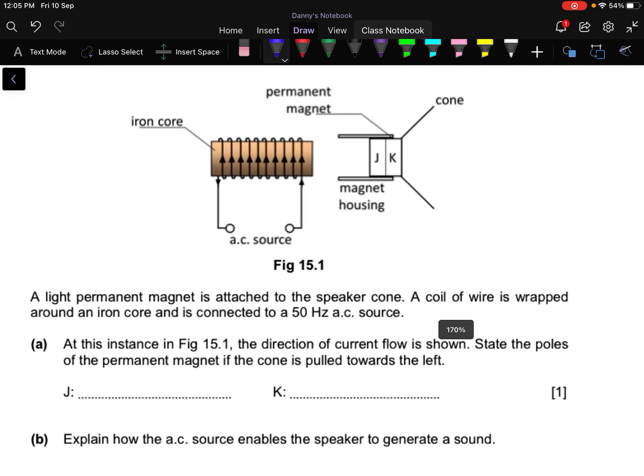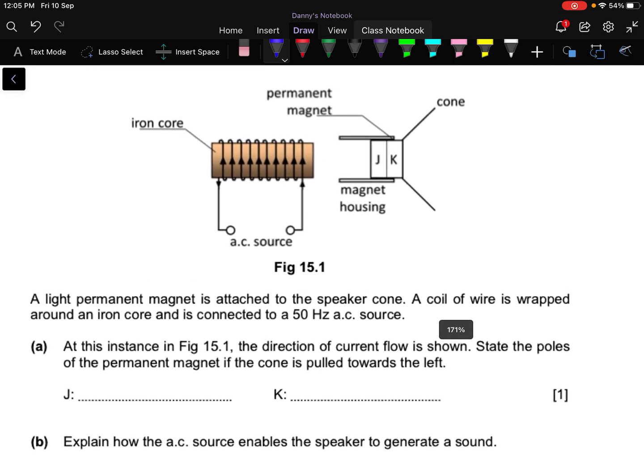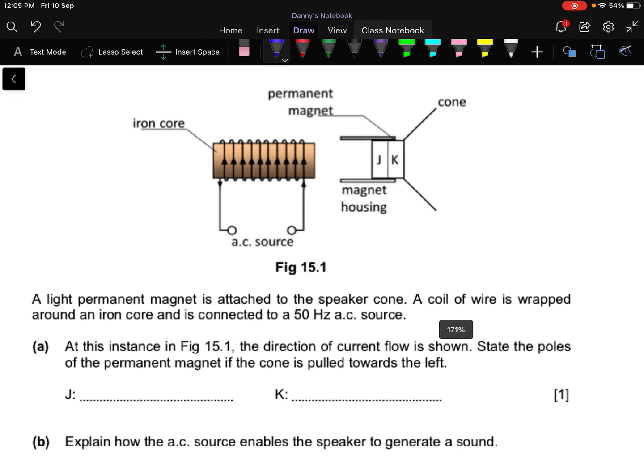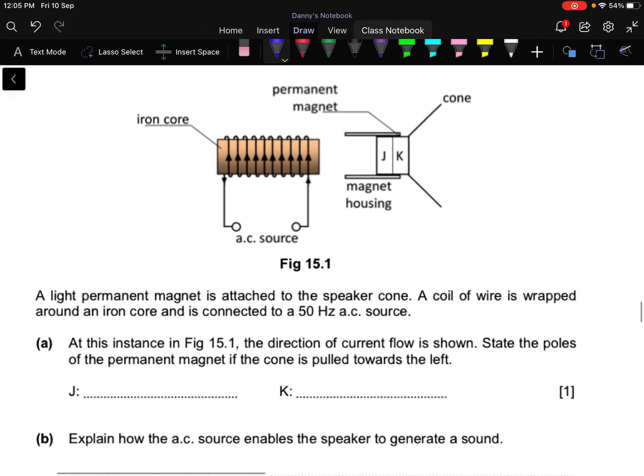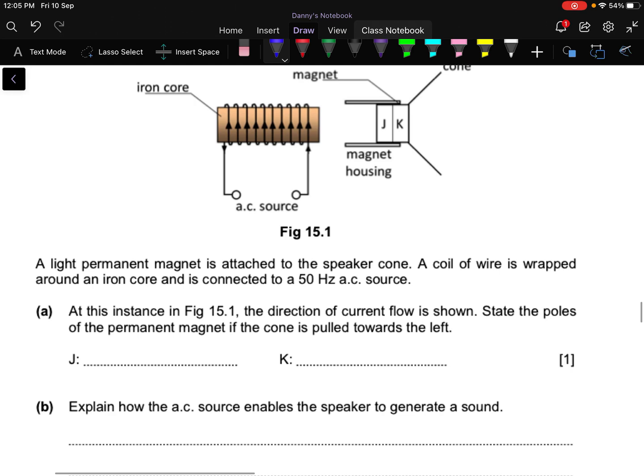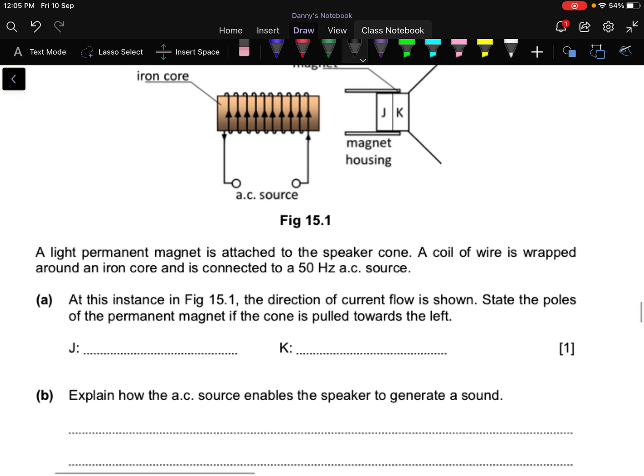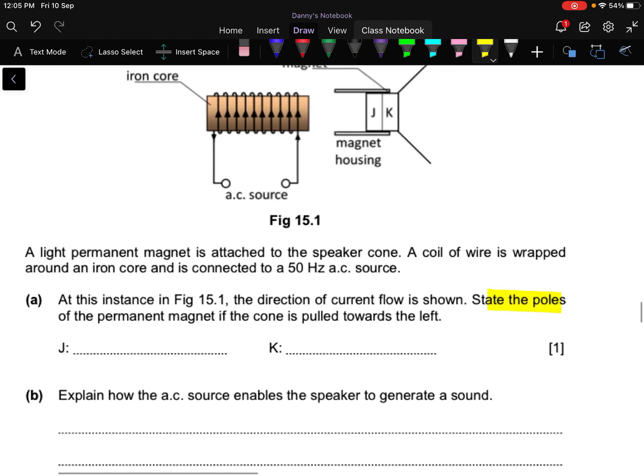So by the way, again, this question is from your homework worksheet on electromagnetism. So you may want to take a look at it and see why. I mean, if you didn't score well for this question, you may want to find out why. Why is it that for a homework question you couldn't score?